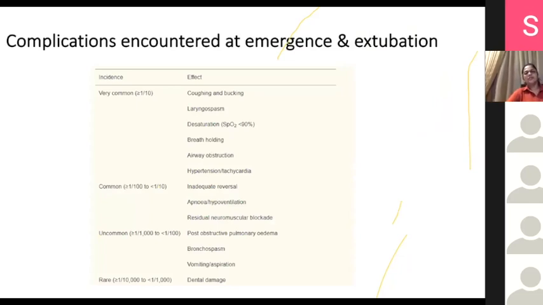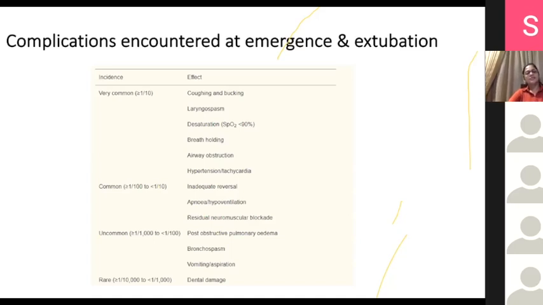Some of the complications which we might encounter at emergence and extubation. With incidence, some of the very common ones we all know is somebody coughing and bucking on the airway device, going into laryngospasm and desaturating, breath holding. We've all seen this. Airway obstruction, which I will come to, which can be due to a number of causes, or hemodynamic instability, which can be hypertension, tachycardia, and so on.